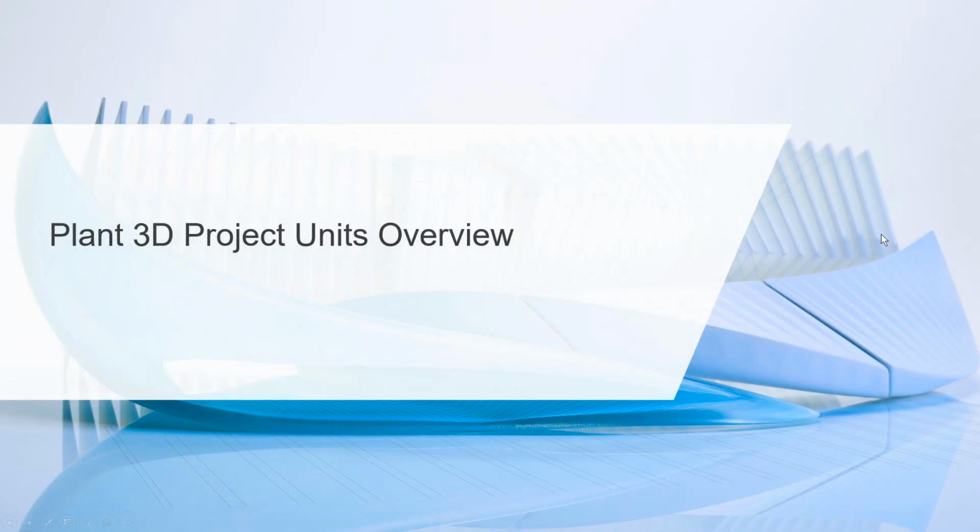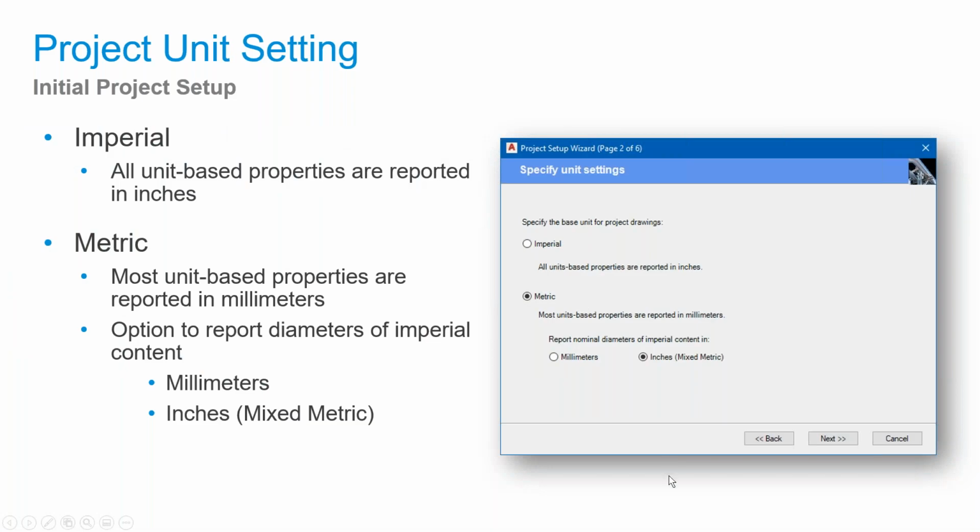So we'll go here to the main topic with Plant 3D project units. We'll do an overview here. For anyone that hasn't really gone through project setup, just want to note this is what you'll get when you first create a project, the options you have. So two settings here overall. You have Imperial, which means that all the unit properties are going to be reported in inches, and that's just like a straight Imperial project where all the content is going to be Imperial, so you'd use that option.